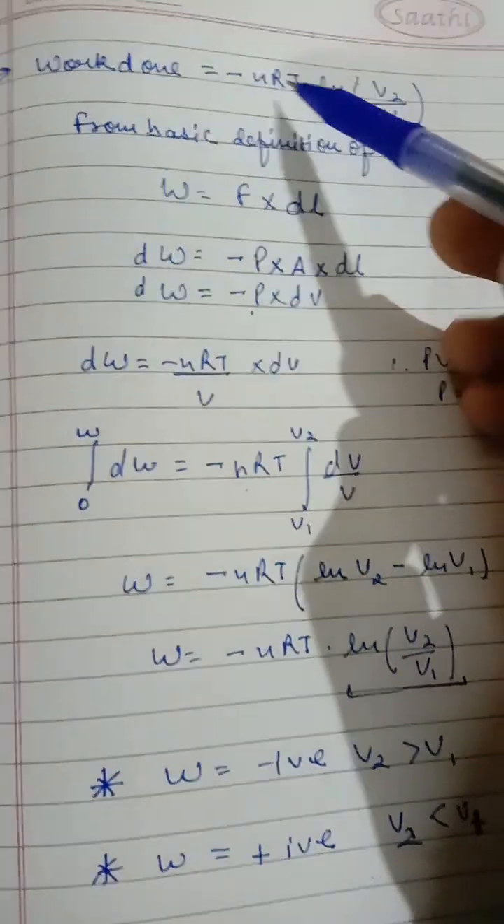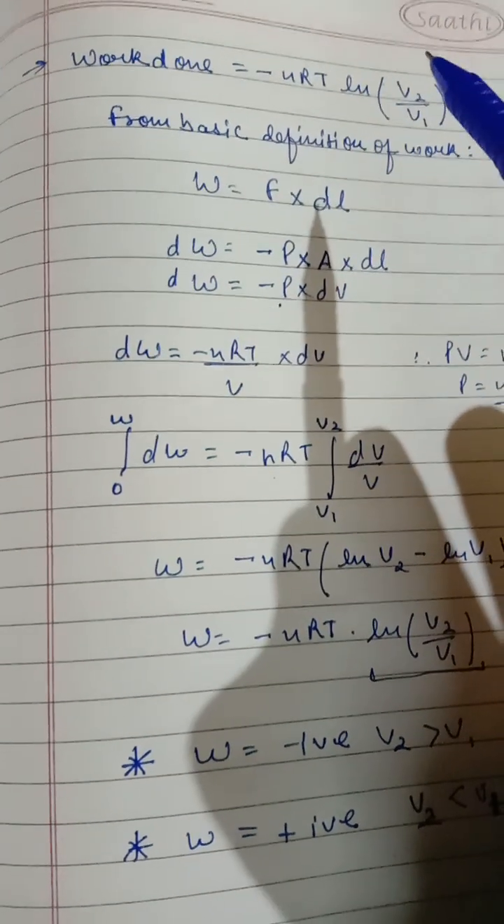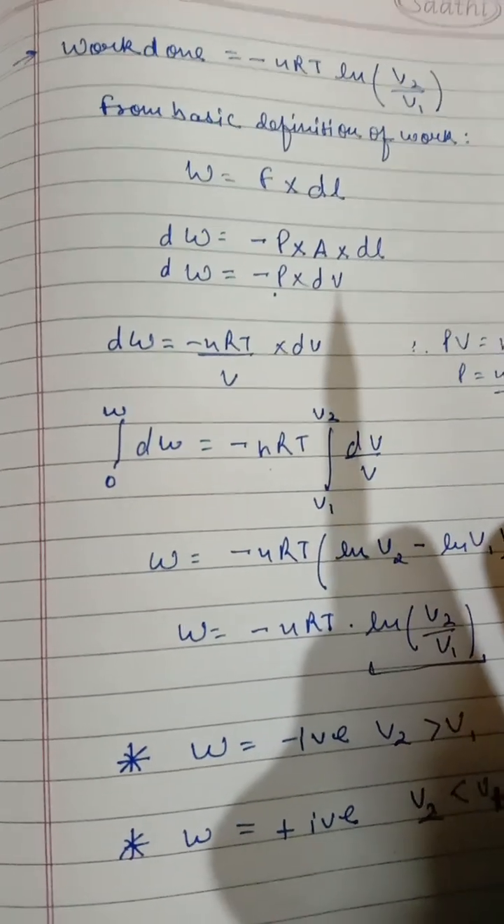So we'll use this formula with the negative sign only, and the negative sign will automatically arrange itself according to the work done that has to be obtained.